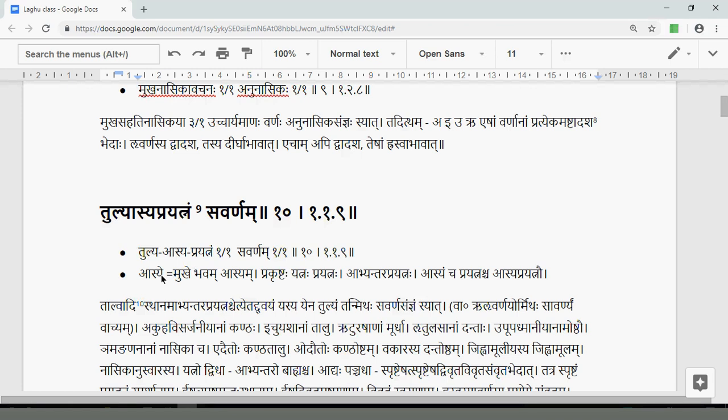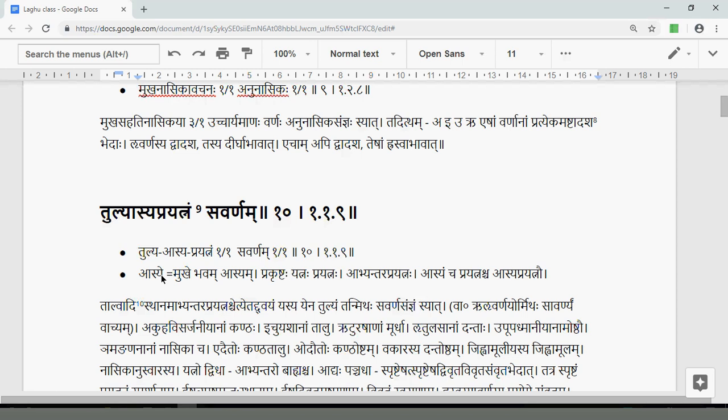Whatever is the sthana. So mukhe bhavam is sthana, where the tongue not really touches, may or may not touch, but where the sthana of the tongue is around that area, that area would be called as sthana, and that is asya is asya bhavam asyam, mukhe bhavam asyam, and that is that sthana. Prakrishta yatnaha prayatna. There are two types of yatnas. Yatnas, efforts, when you pronounce something, there are two types of efforts. One is inside the mouth, one is outside the mouth.